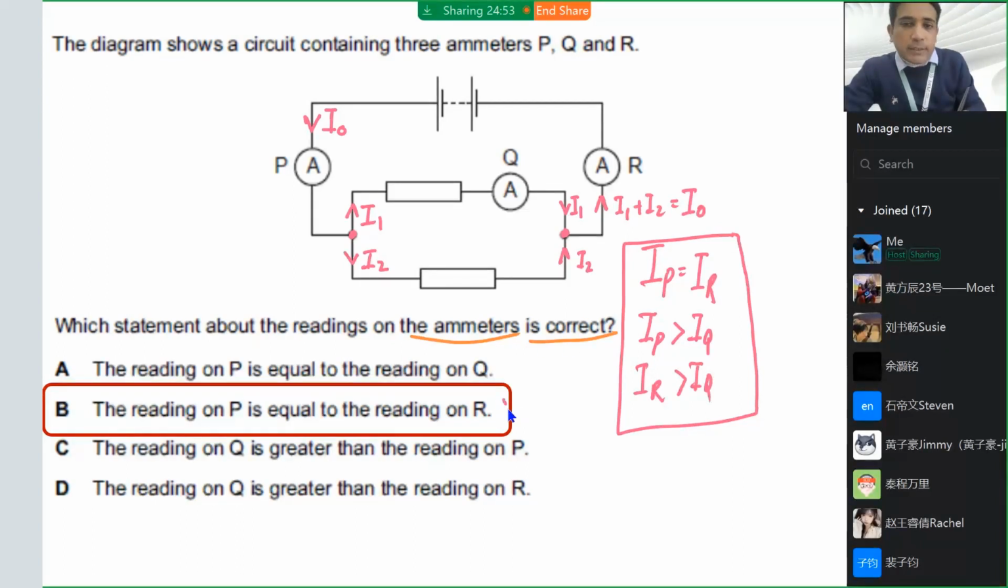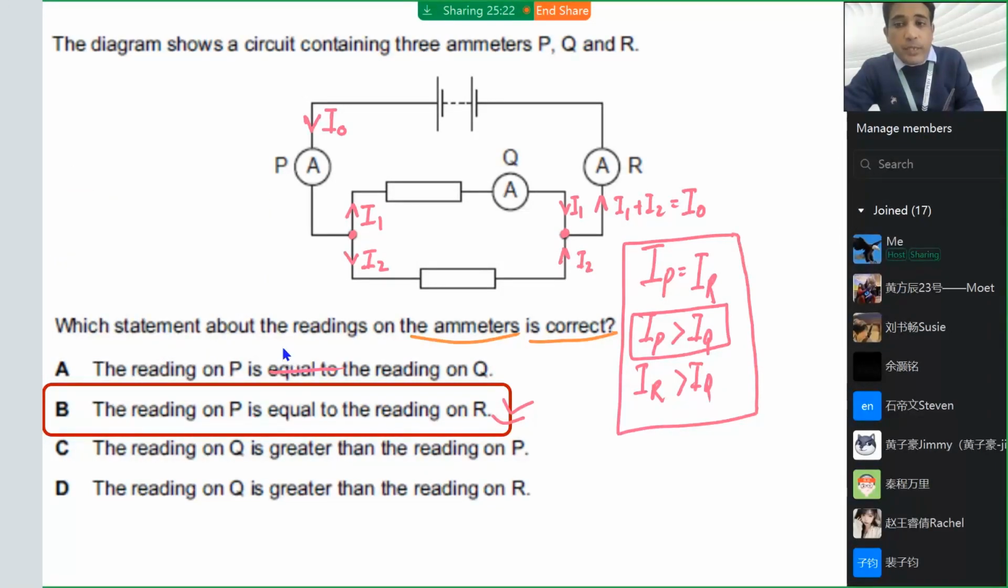So the answer for this one has to be B, because the current in P is the same as the current in R. It means the reading on ammeter P is equal to the reading on ammeter R. So this is our answer. Now if you look at option A, it says equal to the reading on Q, but the reading on P is greater than the reading on Q. You can see here the reading on P is greater than the reading on Q. So A is not the right answer.